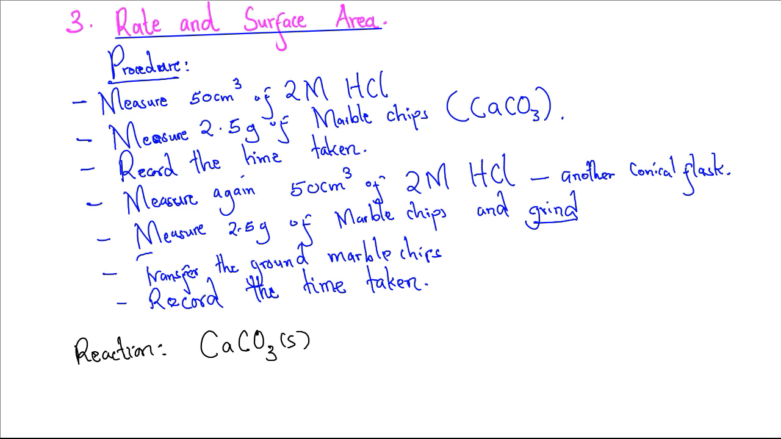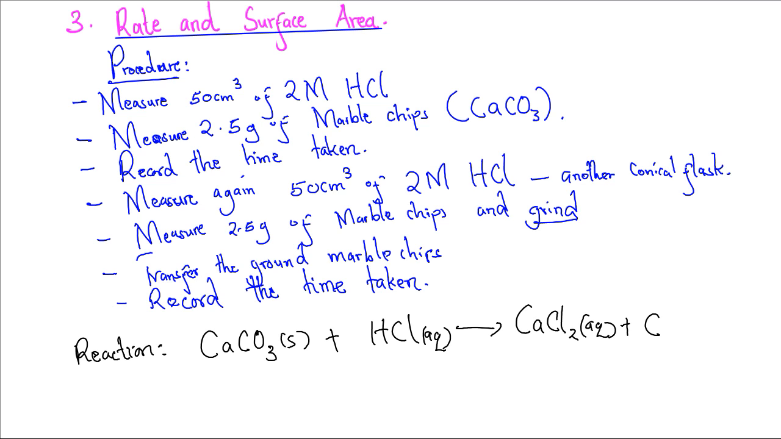Calcium carbonate plus dilute hydrochloric acid leads to formation of calcium chloride, carbon 4 oxide gas, and water. To balance the equation, we have 2 as a coefficient of the hydrochloric acid.